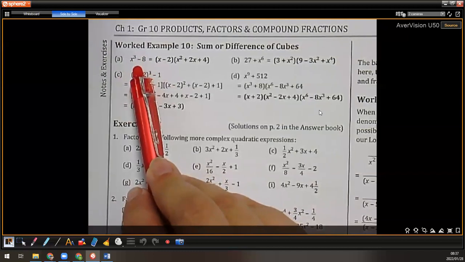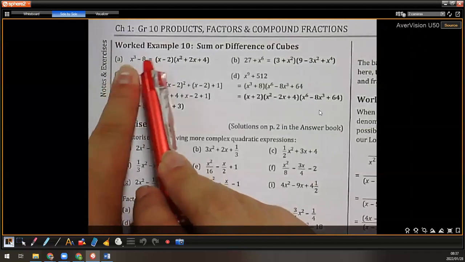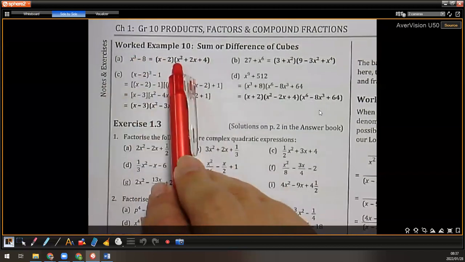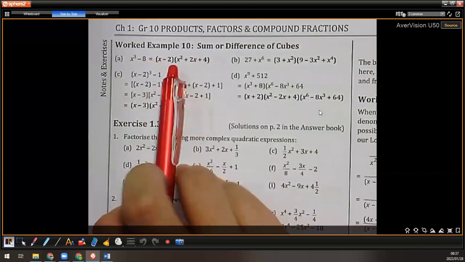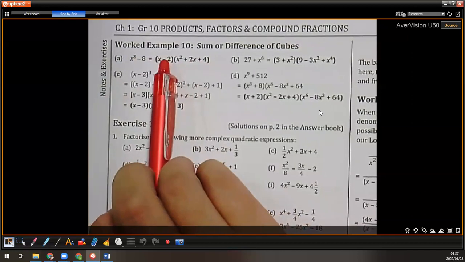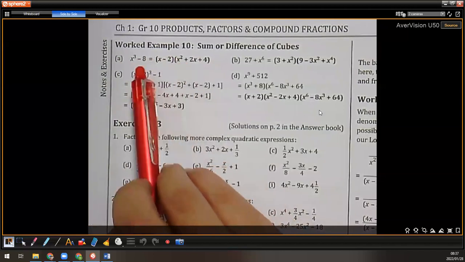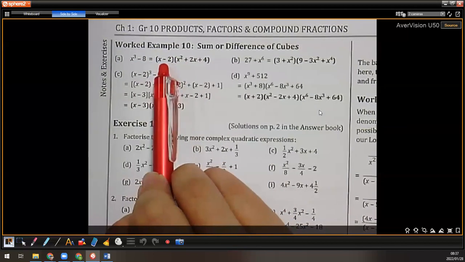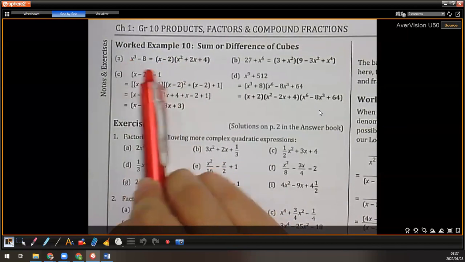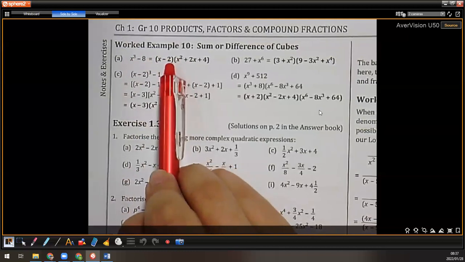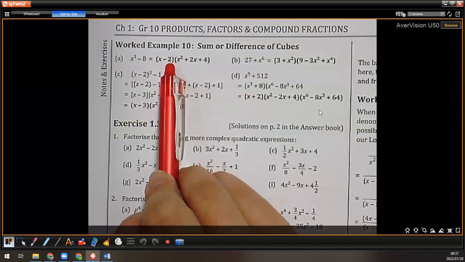Now you're going to set up 2 brackets. That's the way that I do it, is I always set up my binomial first. And what are you going to get in the binomial? Very easy. The cube roots of each of those terms and the same sign. What's the cube root of x cubed? X. The cube root of negative 8 is? Negative 2. That is what goes in the binomial.